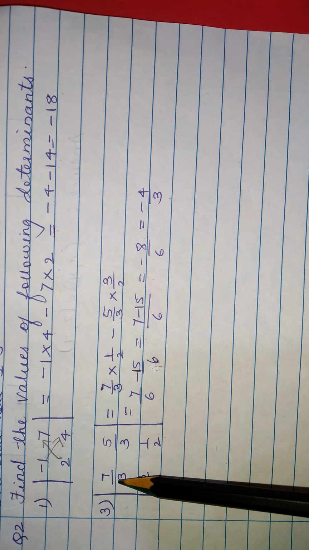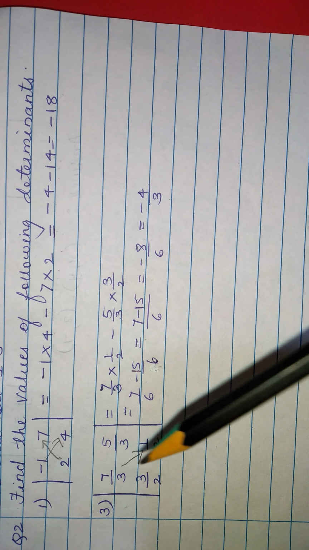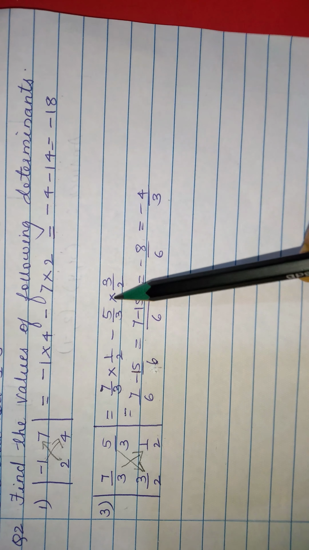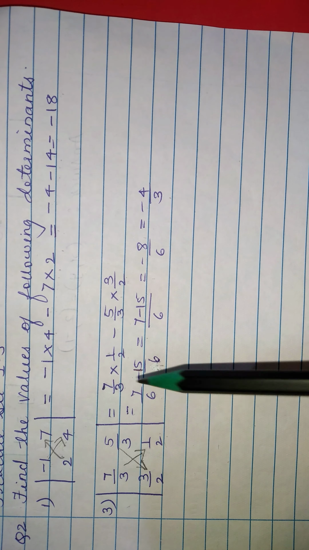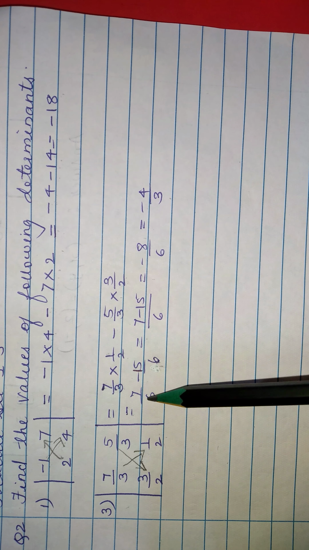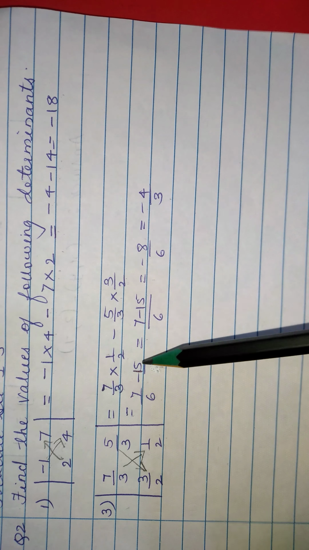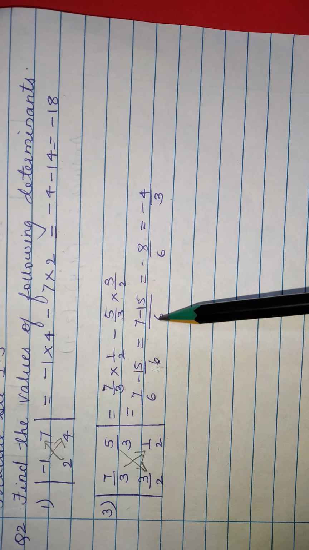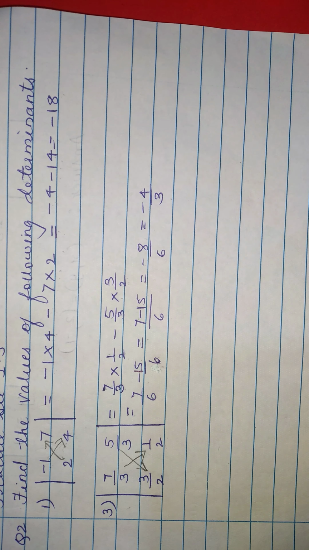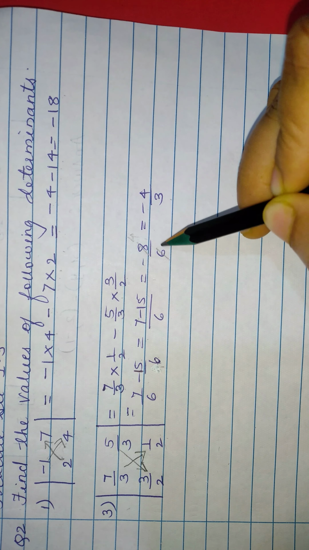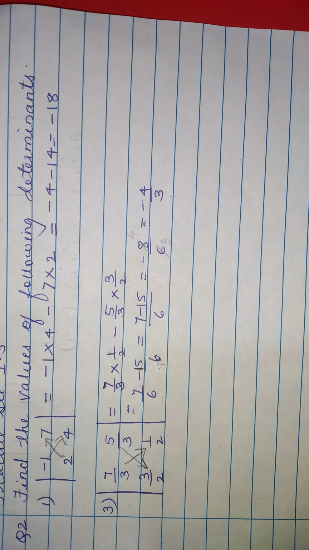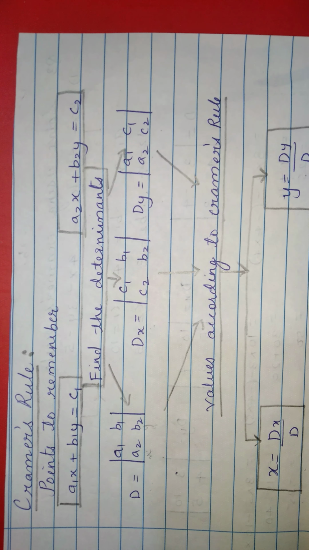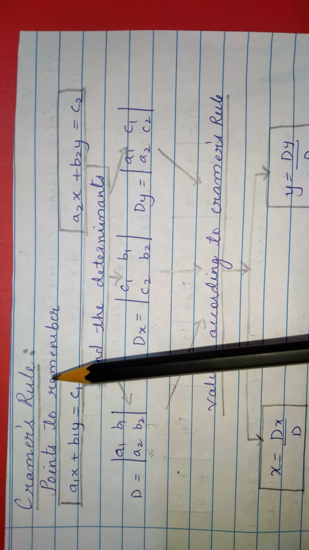Third sum, 7 upon 3 multiplied by 1 upon 2 minus 5 upon 3 multiplied by 3 upon 2. 7 ones are 7, upon 3 twos are 6, minus 5 threes are 15, upon 3 twos are 6. So you will get 7 minus 15 upon 6, that is equal to -8 upon 6. If you further divide by 2, 2 fours are 8, 2 threes are 6. So the answer will be -4 upon 3. So you have learned to find the value of the determinants. Now we shall move on to Cramer's rule.